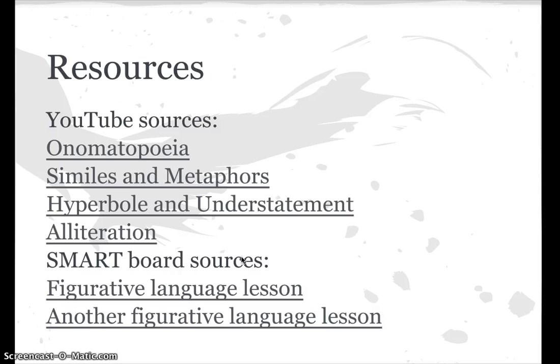As far as resources go, at this end here, I've got some links to different YouTube sources. This is a really cute one on onomatopoeia, similes, metaphors, hyperbole, understatement, alliteration. These were some of the sources that I used that I found really helpful and engaging to the students. And a couple of Smartboard sources, 2 notebook lessons that can be used as well. The Smart Exchange is really helpful for lessons that are put already together by other teachers, and then you can modify them yourself if you have the notebook software.